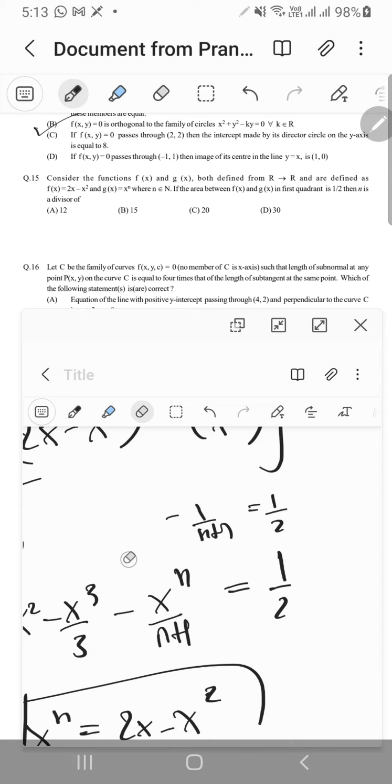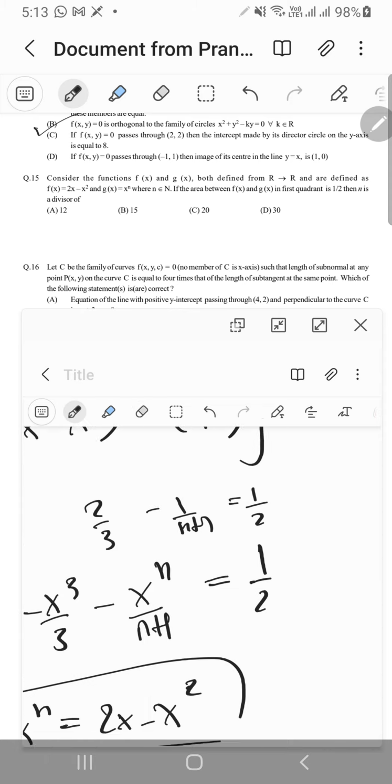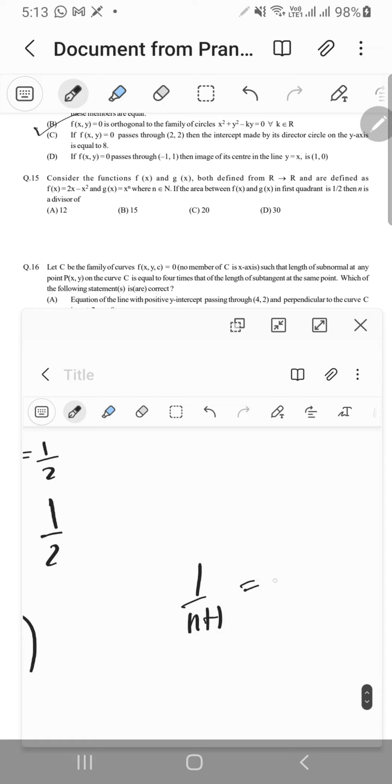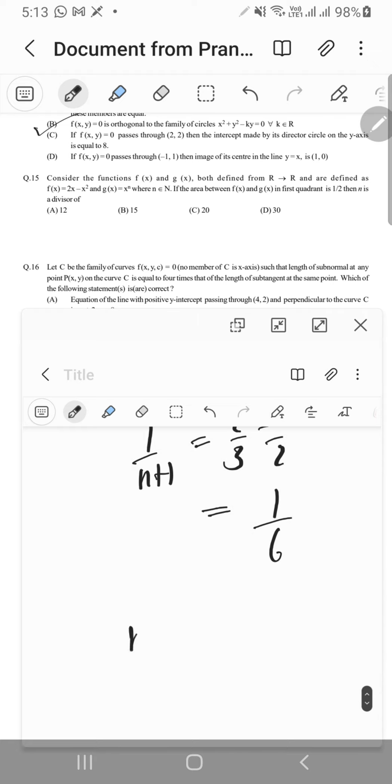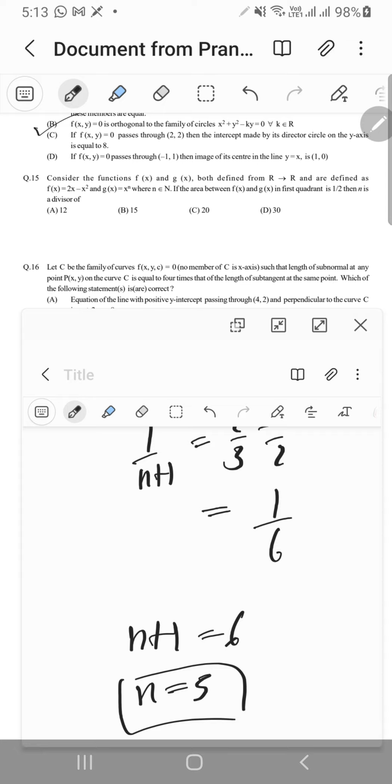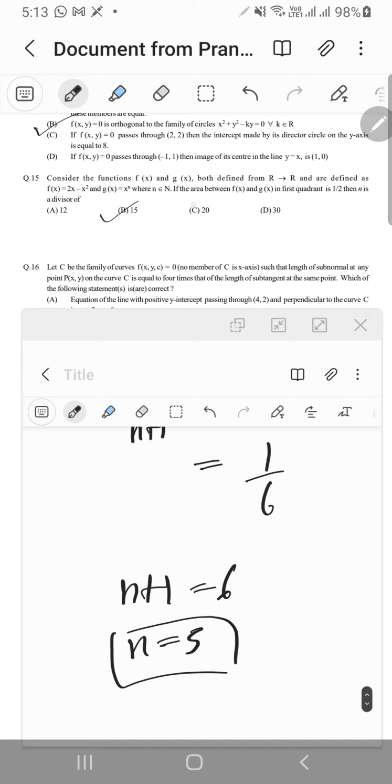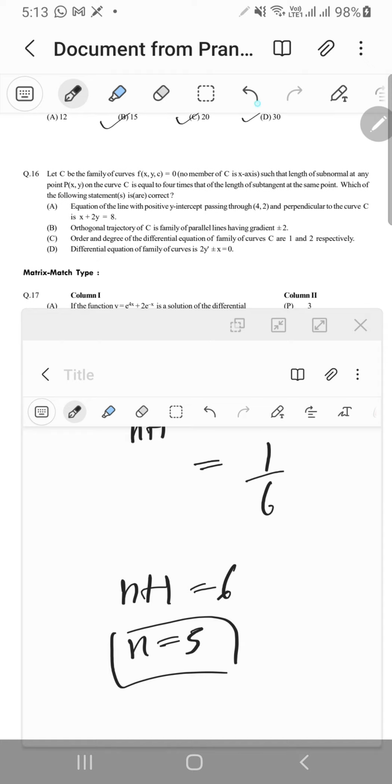So this would be 2 by 3. So just have 1 upon n plus 1 equal to 2 by 3 minus 1 by 2, which would be 1 upon 6. So n plus 1 equal to 6, n equal to 5. Cool. N is a divisor of 15, 20, 30. Next question.